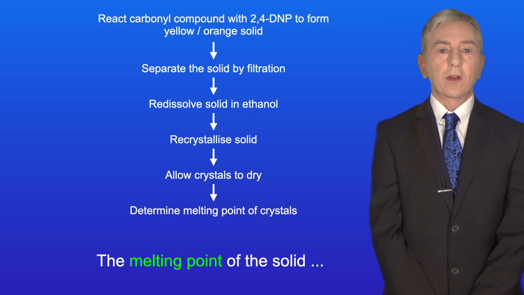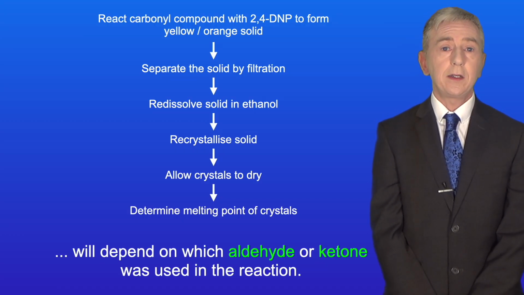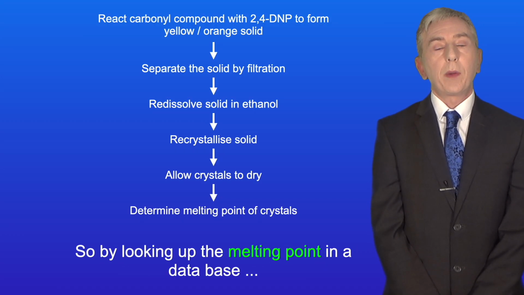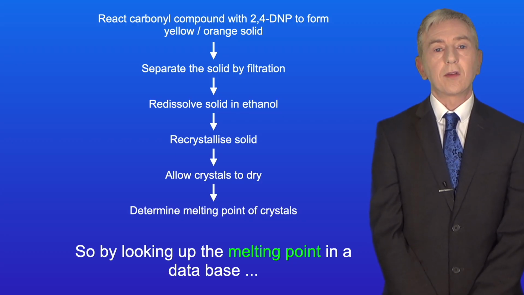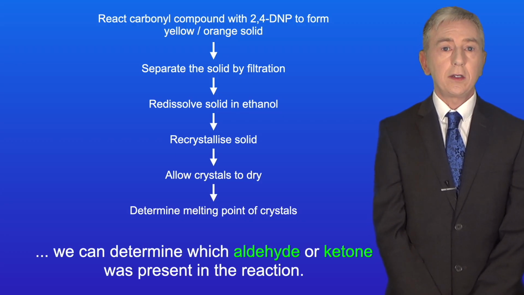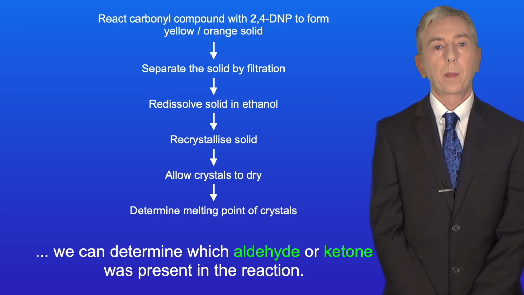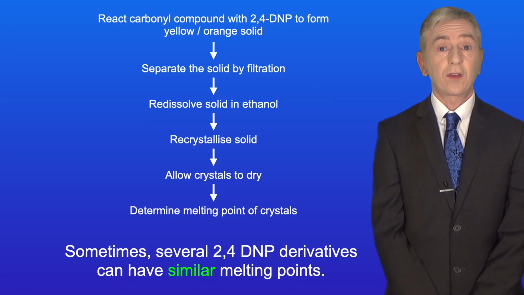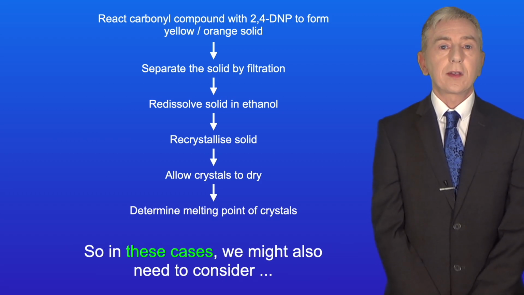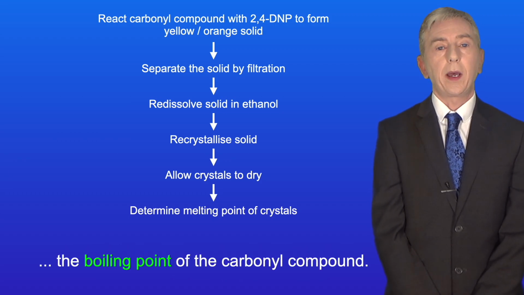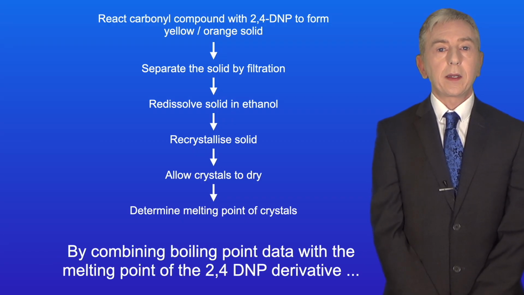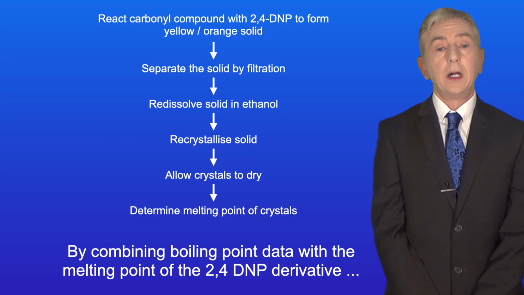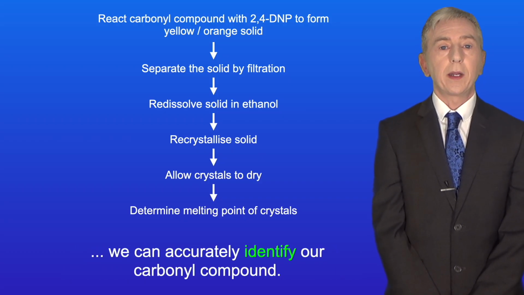Now the melting point of the solid will depend on which aldehyde or ketone was used in the reaction. So by looking up the melting point in a database, we can determine which aldehyde or ketone was present in the reaction. Now sometimes several 2,4-DNP derivatives can have similar melting points, so in these cases we might also need to consider the boiling point of the carbonyl compound. By combining boiling point data with the melting point of the 2,4-DNP derivative, we can accurately identify our carbonyl compound.